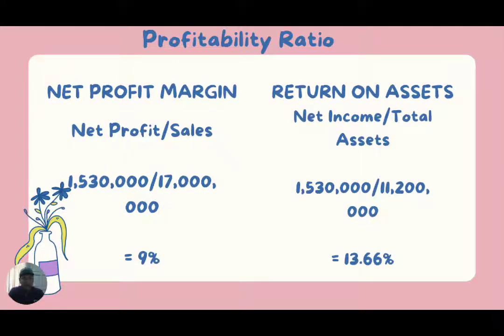For the net profit margin, it is net profit divided by sales, which is 1,530,000 divided by 17 million, equal to 9%. As for return on asset, the formula is net income divided by total assets, which is 1,530,000 divided by 11,200,000. That's equal to 13.66%.